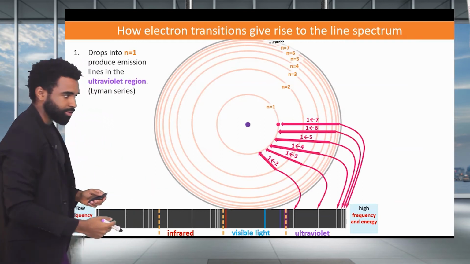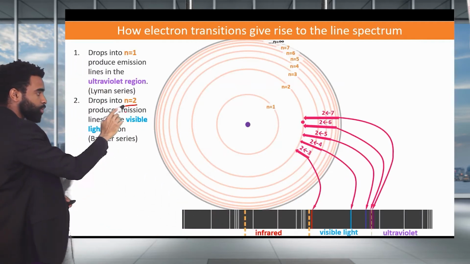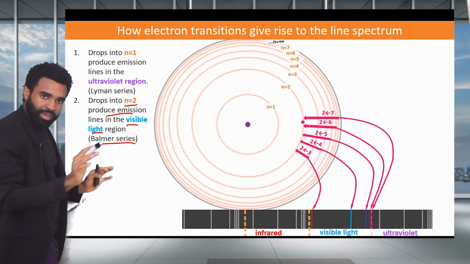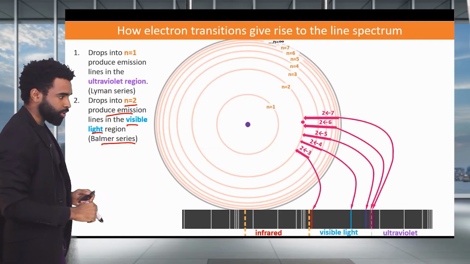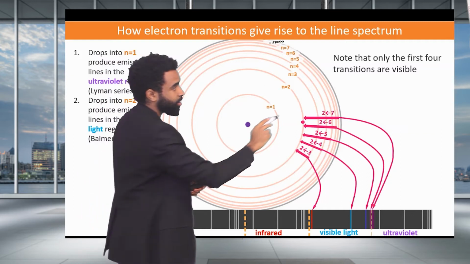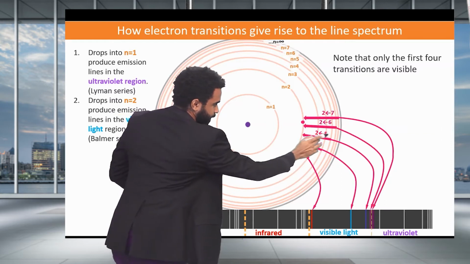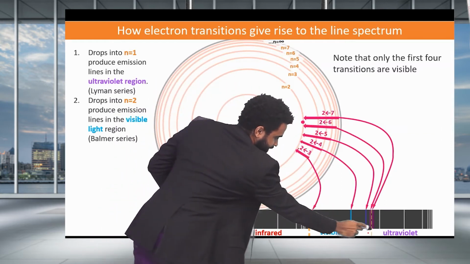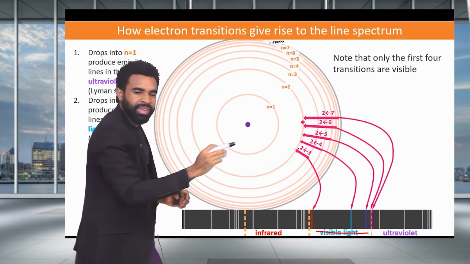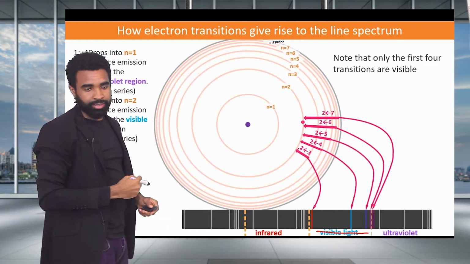Now what about the other series? Well, it should become obvious what's happening. Drops into n equals 2 will then produce the emission lines in the visible spectrum. We happen to call these the Balmer series. Again, that's vocabulary that the IB will not hold you responsible for. Okay? An important thing, though, is that only the first 4 transitions are visible to the human eye. So only these first 4, 3 to 2, 4 to 2, 5 to 2, and 6 to 2, produce light that is in the visible region of the spectrum. The others, 7 to 2, 8 to 2, 9 to 2, and so on, actually slip into the ultraviolet region. So they're a bit too high energy for us to see those photons of light.